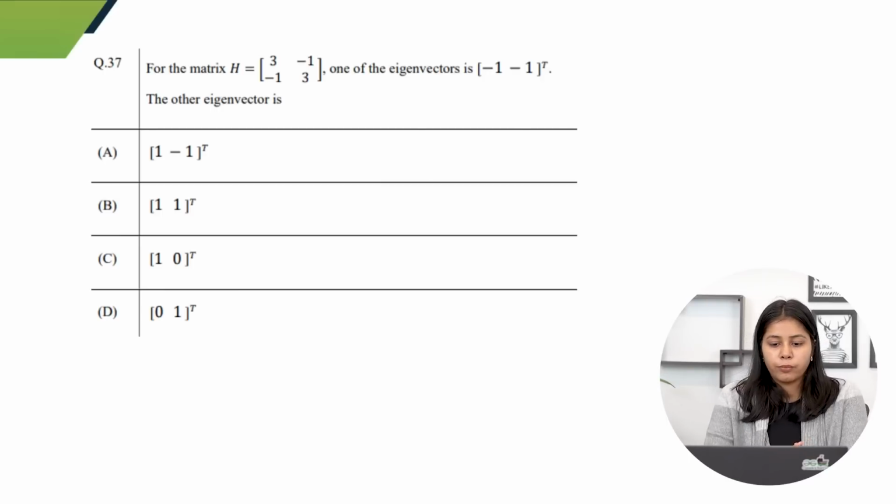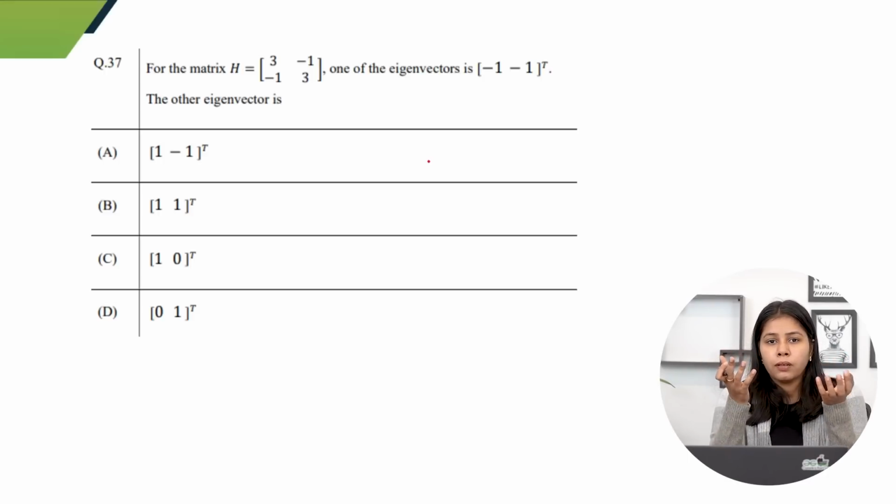They are asking, we have been given a matrix H, and they are asking us to find the eigenvectors. We have been given one eigenvector, we have to find the other eigenvector. So one method is that I can go through the whole definition. First I'll find the eigenvalues, then I'll find the corresponding eigenvectors. But that would be very lengthy and they have already given me an eigenvector.